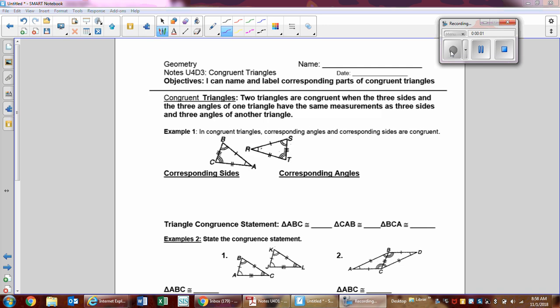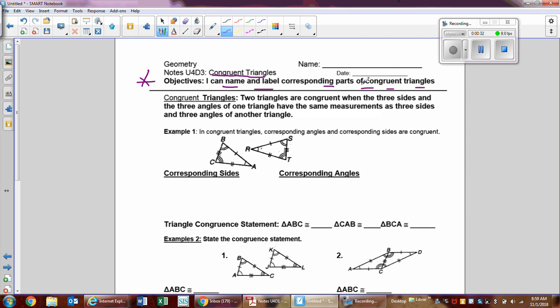majors. We're going to be doing day 3 and 4 kind of combined together. It's not that difficult to combine it, but we just want to make sure you guys understand what is congruent triangle first before we start trying to identify the different types of triangles. So note day 3 goes over congruent triangles, and by the time we finish this, you'll be able to name and label corresponding parts of congruent triangles.